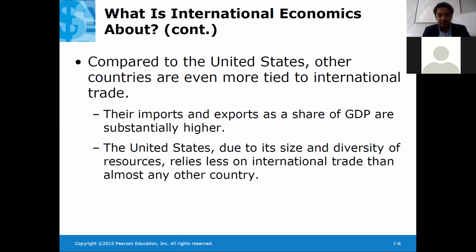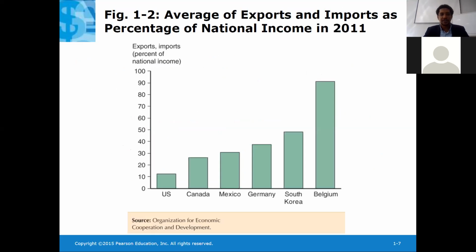Now this is the average of exports and imports as a percentage of national income in 2011. You can see that the US has low exports and imports as a percentage of national income. Canada is a little bit higher, then Mexico, Germany, South Korea, and Belgium. So they have higher imports and exports as a percentage of national income compared to the US.